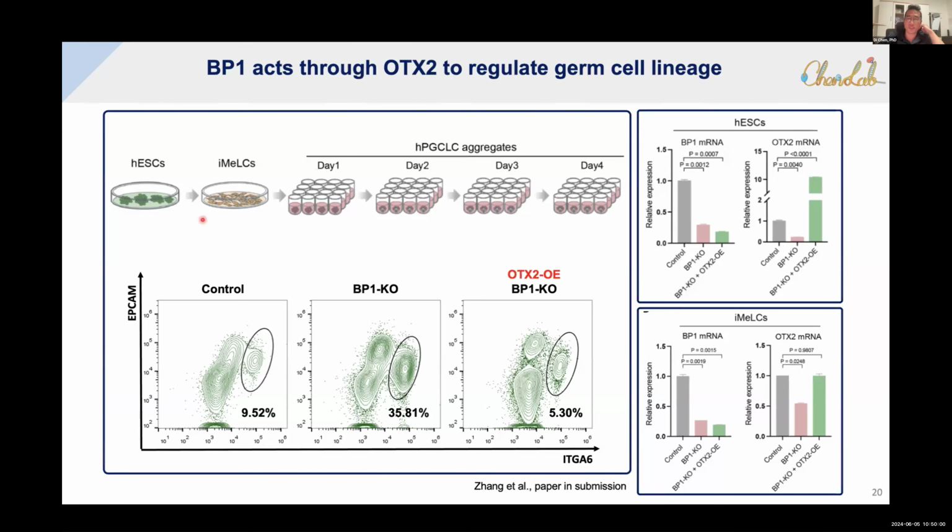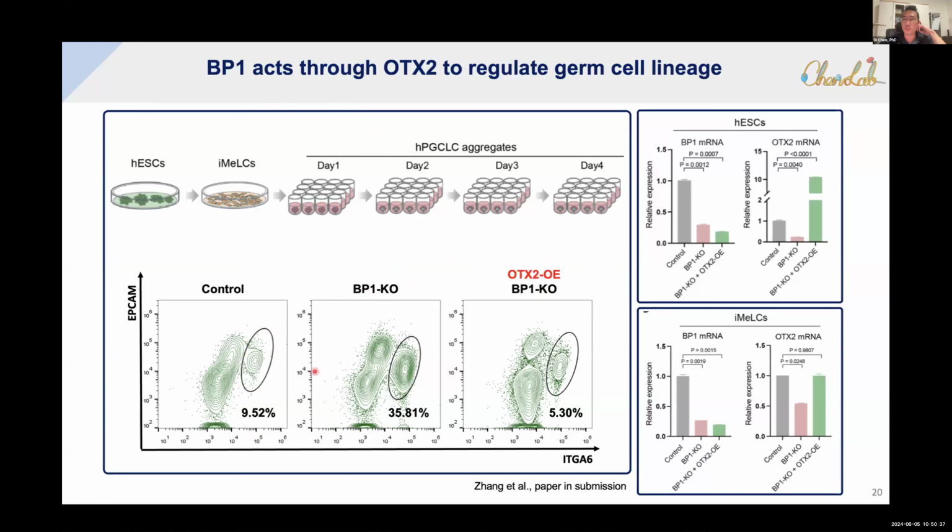So we used this same system and tried to understand how BP1 acts through OTX2 to regulate germ cell development. So first, in order to prove that OTX2 indeed functions downstream of BP1, we tried to rescue the phenotype of BP1 by overexpressing OTX2. So as expected, there's about 10% PGC-like cells in the control, and when BP1 is knocked out, it increases to about 30%. And when we overexpress OTX2 in BP1 knockouts, we can rescue the phenotype.